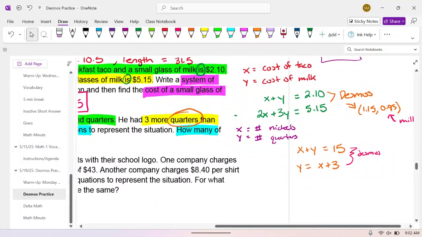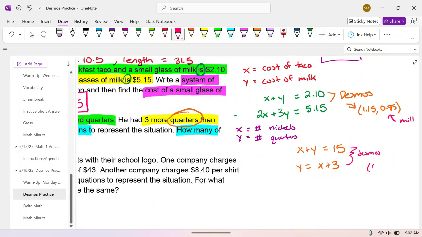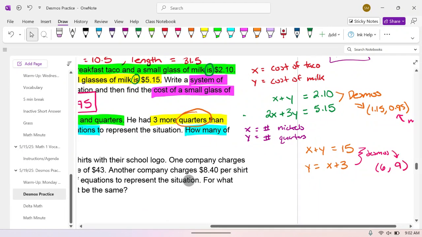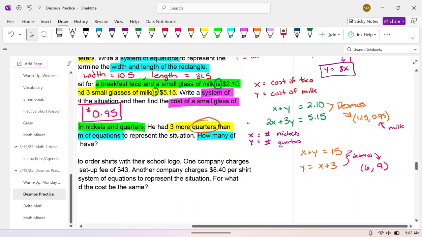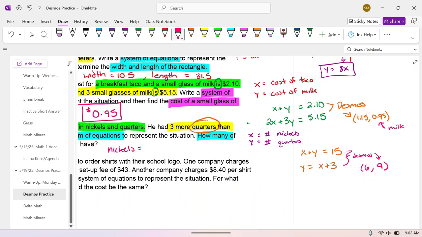All right, someone raise your hand and tell me what their point of intersect was. Ralph. It was what? 6, 7? 6, 9. So that's our point of intersect. So based off of what we described as X and Y, how many nickels do I have? 6. Because what value represents our nickels? X. So how many quarters do I have? 9. Because of this part right here.